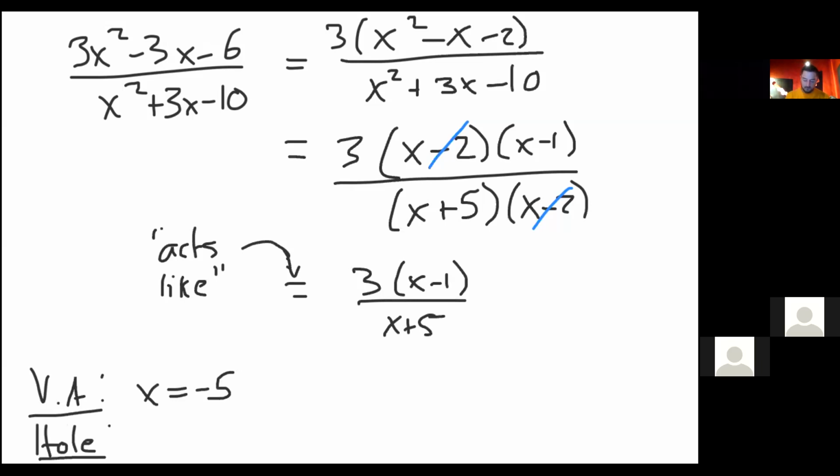And then really quickly, I want someone to please unmute themselves. Where would I have a hole? Where would I have a hole? X equals what?